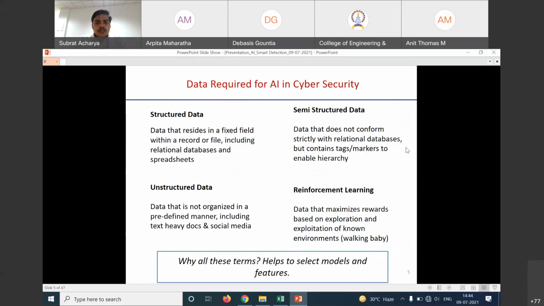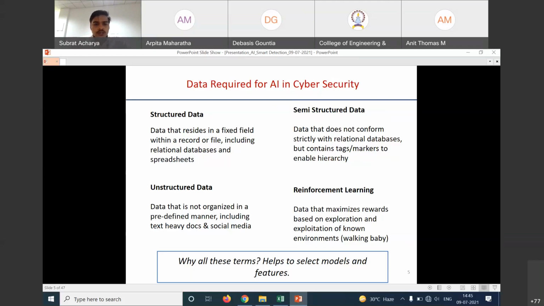So now, before starting this discussion about AI in cybersecurity, first we have to discuss the types of data that are going to come to this analysis. As we know, data is of various types, like structured data, unstructured data, semi-structured data, and then reinforcement learning. The major focus here is the data which is created in real time for various exploration purposes. So why are all these terms there? It will help us to select the model and the features. So let us start with structured data.